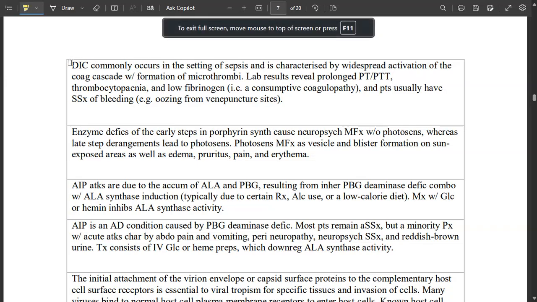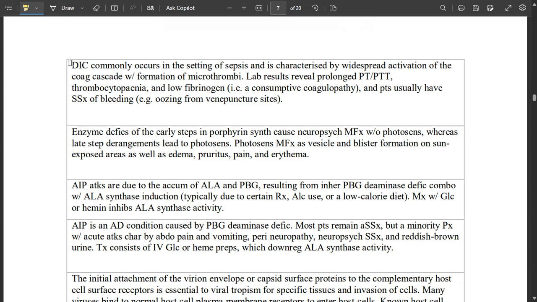So now DIC. DIC commonly occurs in settings of sepsis and is characterized by widespread activation of the coagulation cascade with formation of microthrombi. Lab results reveal prolonged PT and APTT, thrombocytopenia, and low fibrinogen, that is a consumptive coagulopathy. Patients usually have symptoms of bleeding, oozing from venopuncture sites. So this is a very commonly understood fact, and I don't think I need to explain it further.